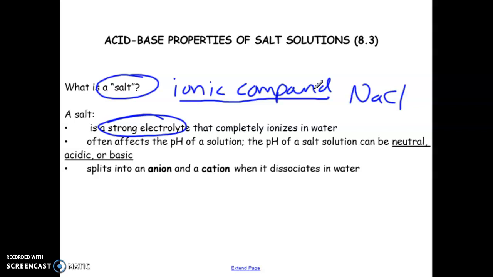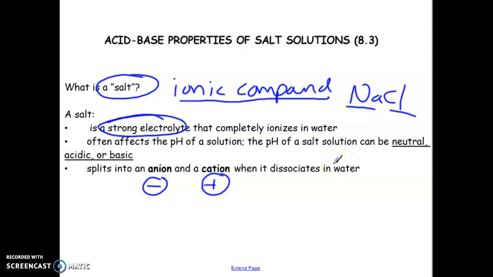But what can happen is some ions, when they are in solution with water, can actually have a reaction with water. You can have either the positive ion, the cation, or the anion, the negative ion, react with water. You can have one of your ions react with water, both of them react with water, or none of them reacting with water. So essentially, the answer to whether you're going to have an acidic, basic, or neutral solution for salts is you have to look at the ions that are involved.